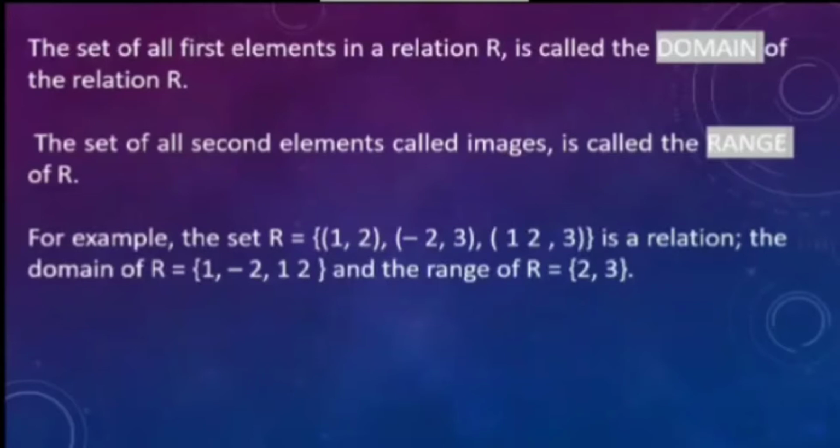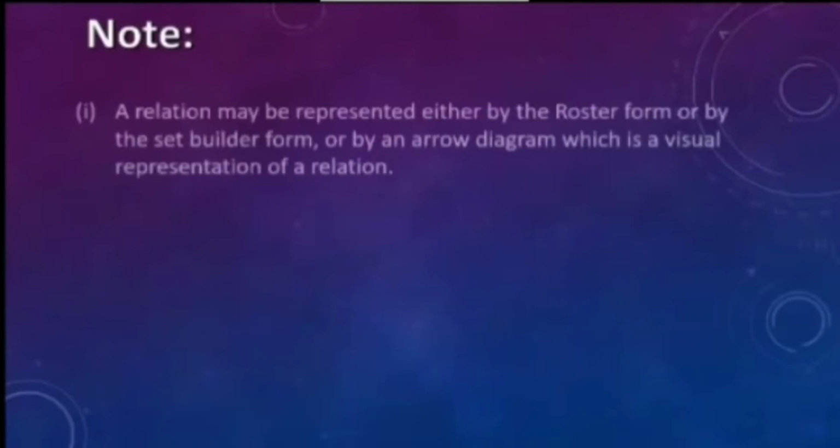There is no need to write an element twice. If any element is repeating two times, you can write it one time only. So the range is the second elements, the domain is the first elements. Now a relation may be represented either by the roster form, or by the set builder form, or by an arrow diagram, which is a visual representation of a relation.